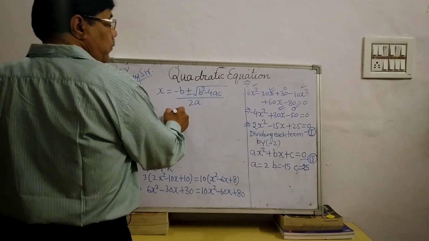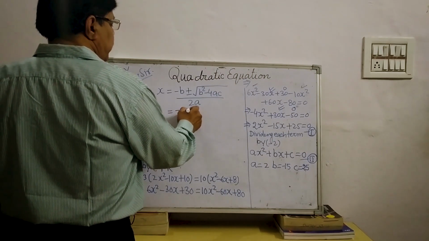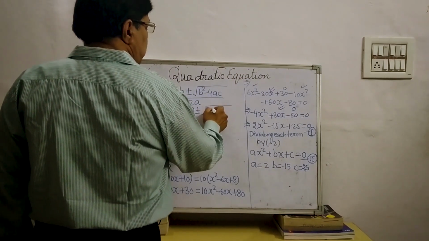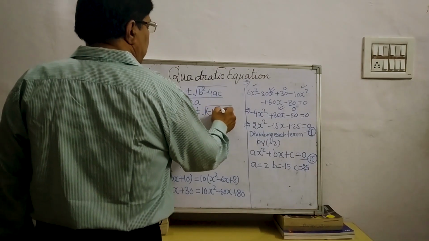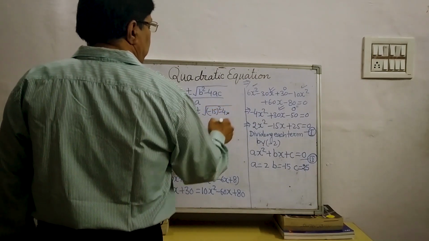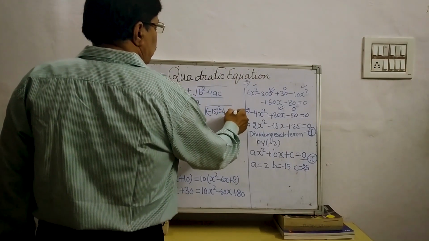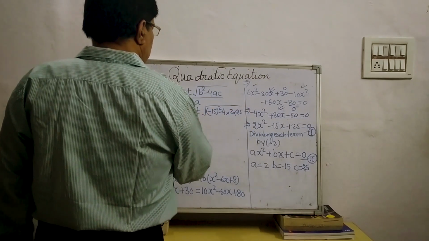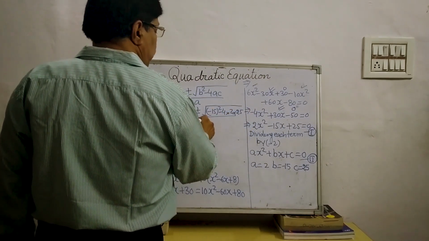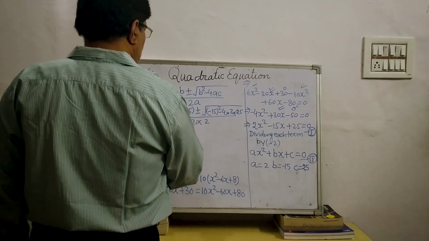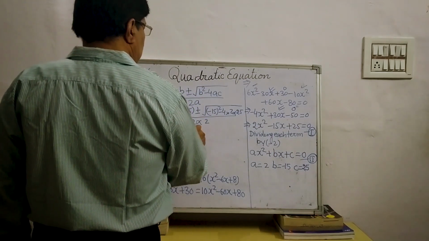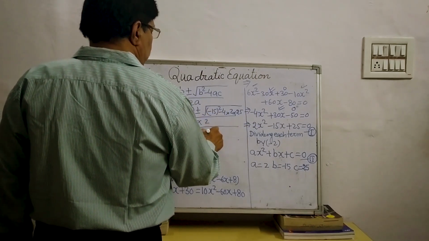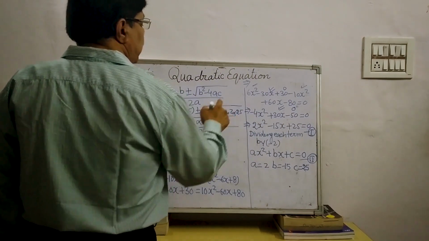So it will be minus minus 15, plus minus under root b square. So b is minus 15, square, minus 4 into a is 2, then c is 25, upon 2 into a is 2. Now minus minus will become plus, 15 plus minus under root b square, 15 square is 225 minus 4.